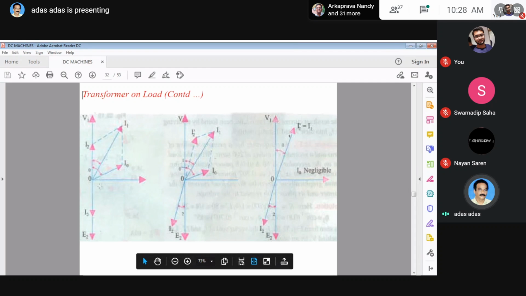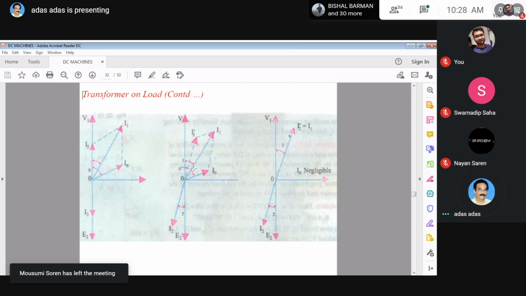The first case, if you just connect a load here, if you consider resistance here, then it comes. If you omit I0, since it is negligible, actually it is 2 to 3% of the full load current for ordinary transformers, we can draw this phasor diagram.